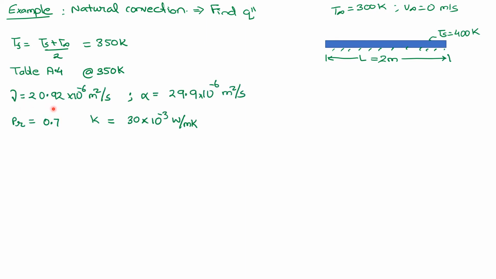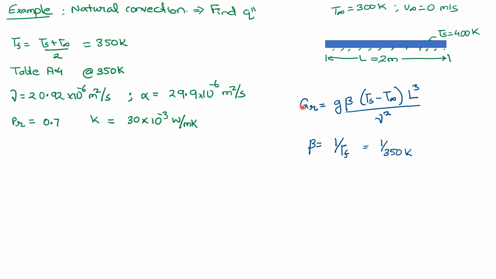So I've already looked these properties up. So for your viscosity, it will be 20.92 into 10 to the power minus 6. And I've mentioned how to look up these properties in the solved example done on external free forced convection. So if you don't know how to look up these properties, please go to that video. Our thermal diffusivity is 29.9 into 10 to the power minus 6 meters square per second, and our Prandtl number is 0.7, and the thermal conductivity of air is 30 into 10 to the power minus 3 watt per meter Kelvin.